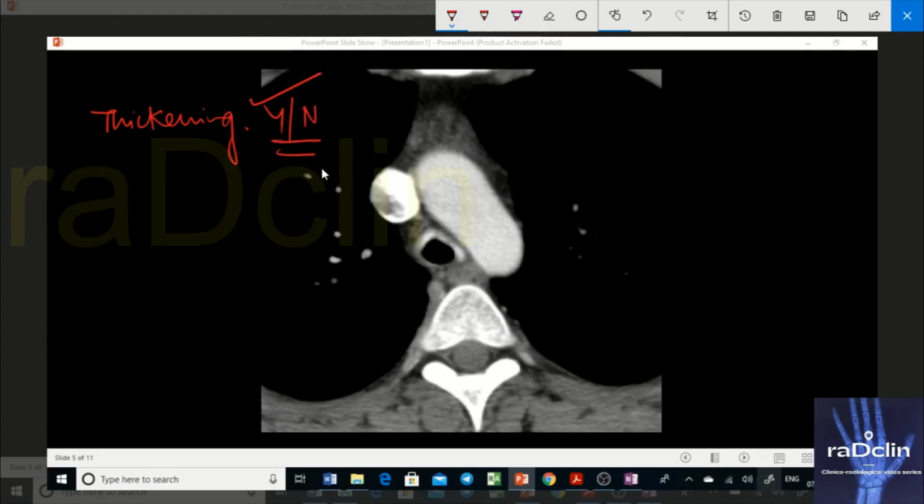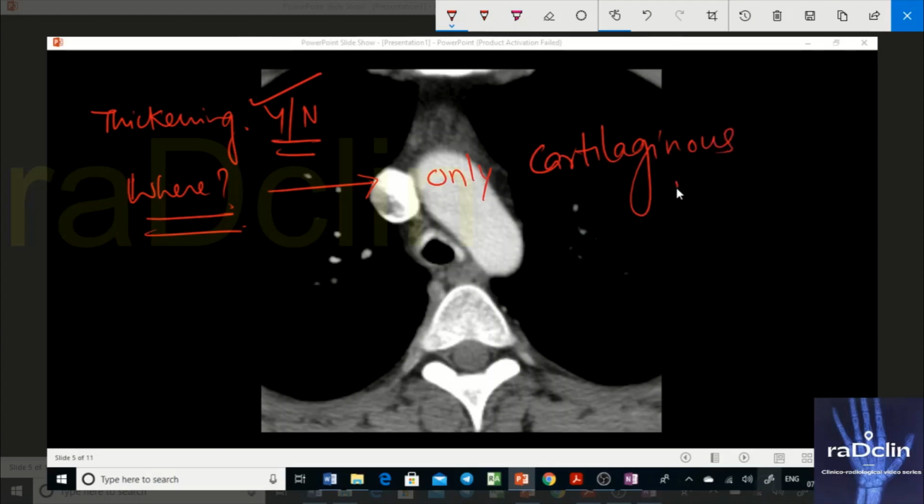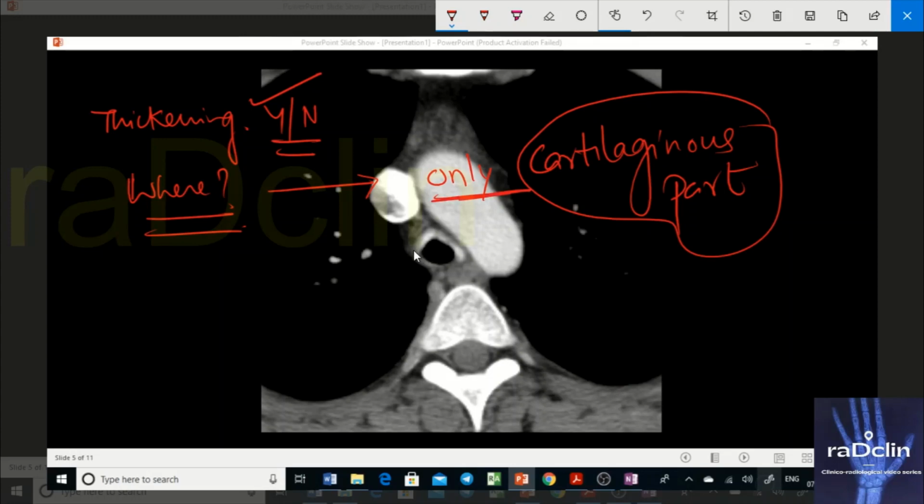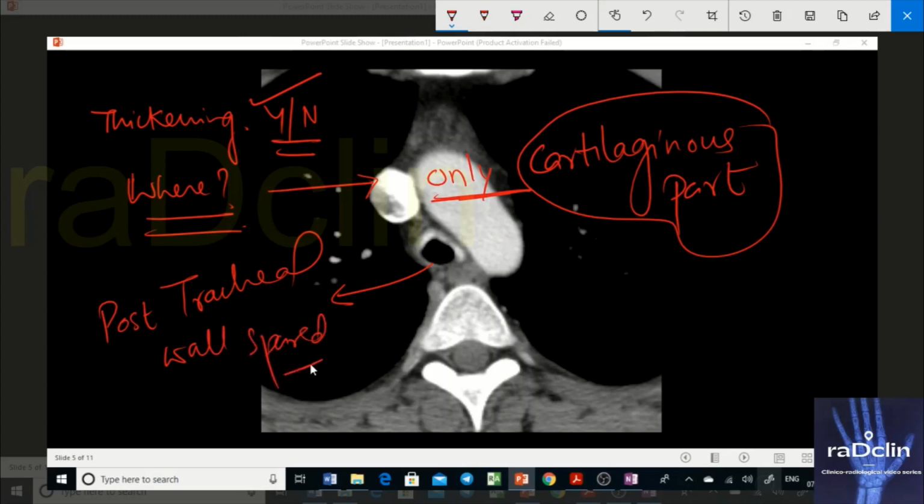Now if you look closely, where is the thickening? It is involving only the cartilaginous part. Only the cartilaginous part is thickened. See, this is the cartilaginous part, where my line is. Since only the cartilaginous part is thickened, the posterior tracheal wall is spared. So only the cartilage wall is thickened.